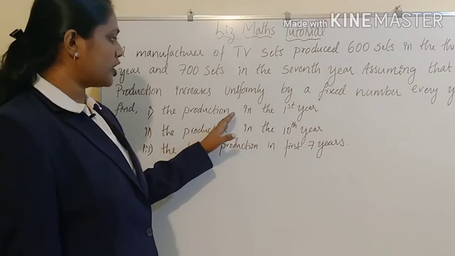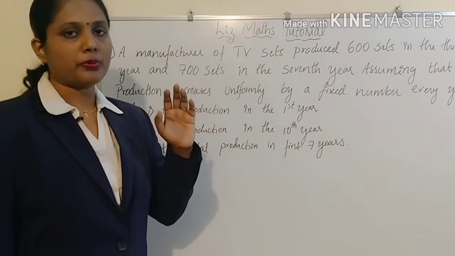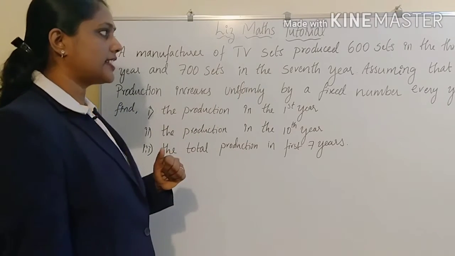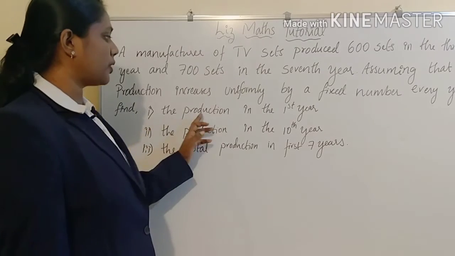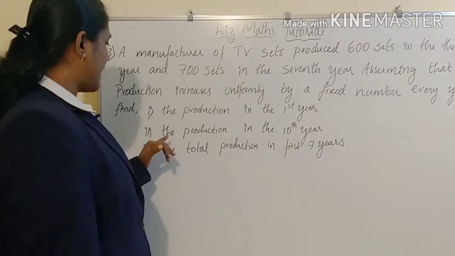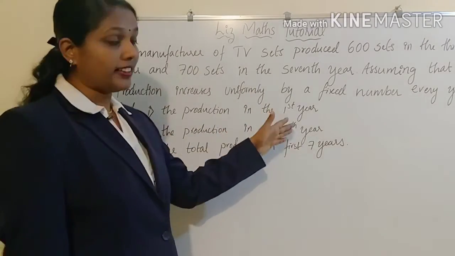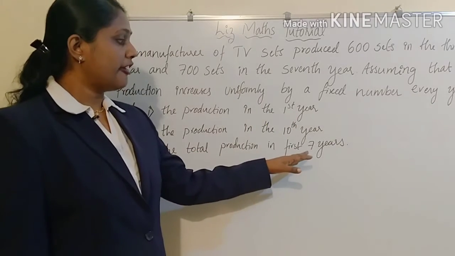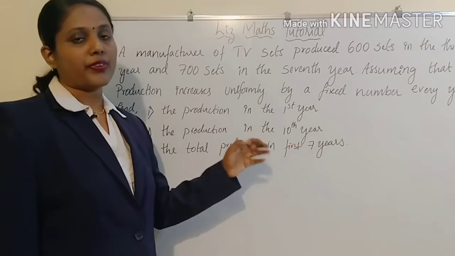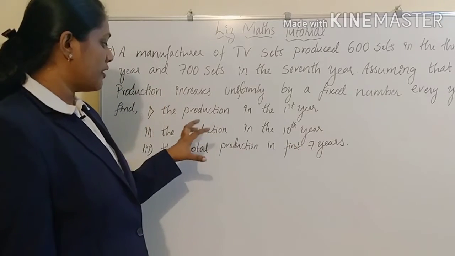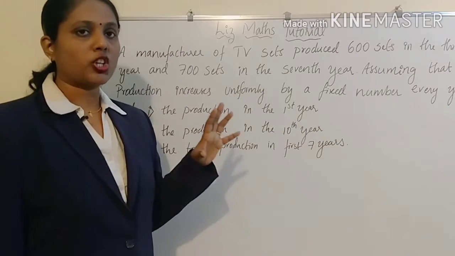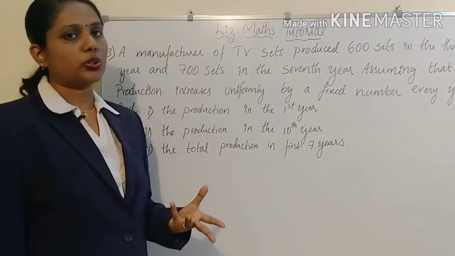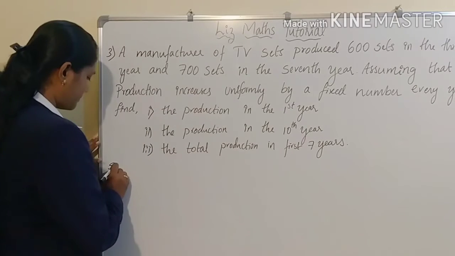Find the production in the first year. Production in the third year they have given as 600 sets. So you have to find the production in the first year, as well as the production in the 10th year, as well as the total production in the first 7 years. You have to take the total sum of the first 7 years. How much? That also you have to find out.